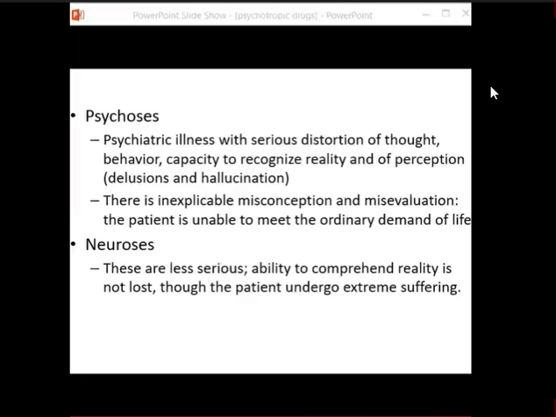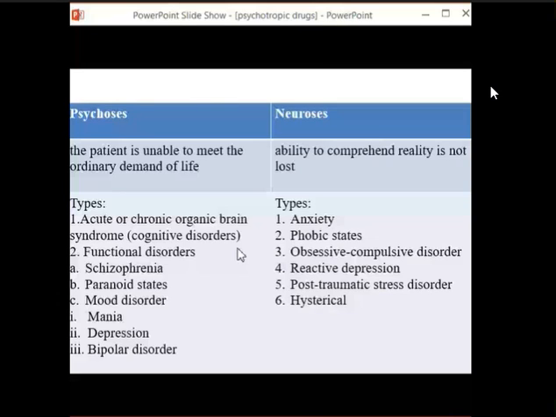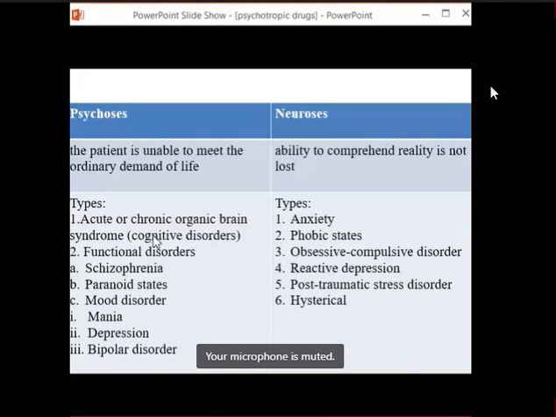You'll understand with examples. In psychosis, as I said, the patient is unable to meet the ordinary demands of life, whereas in neurosis the ability to comprehend reality is not lost. For example, psychosis includes acute or chronic organic brain syndrome, where there is brain damage causing cognitive disorder, and functional disorders where there is no brain damage, like schizophrenia, paranoid states, and mood disorders such as mania, depression, and bipolar disorder.